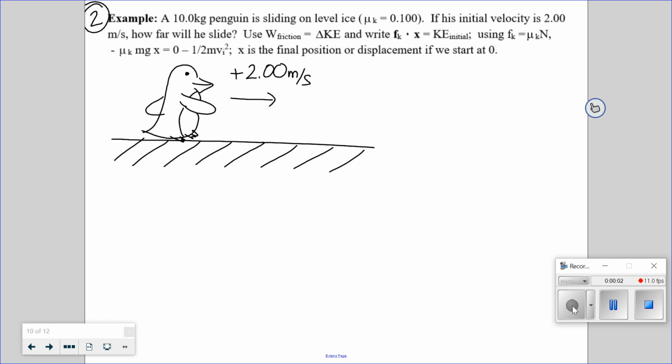Okay, so we've got two examples today. Both involve penguins, so I'm in a good mood.